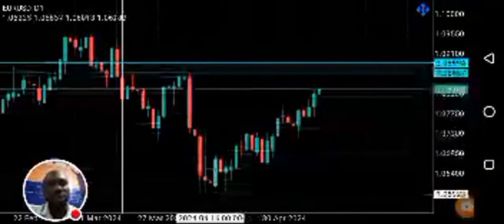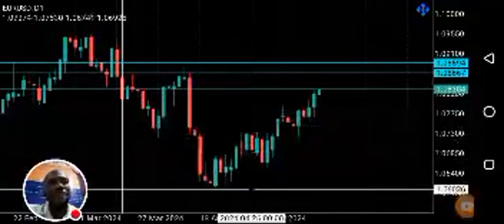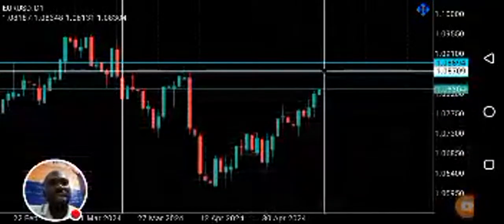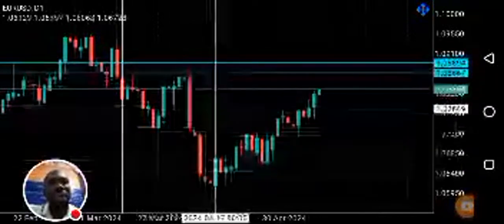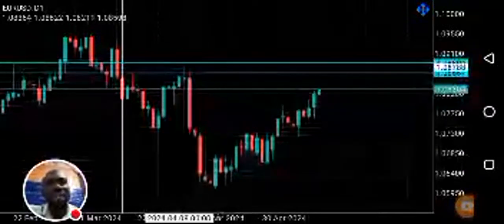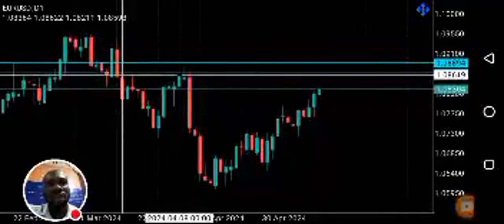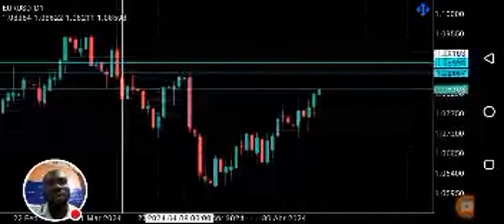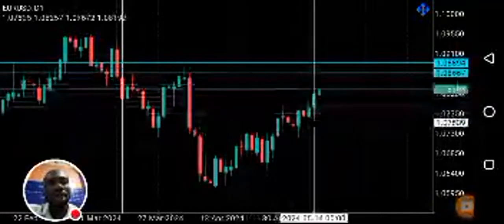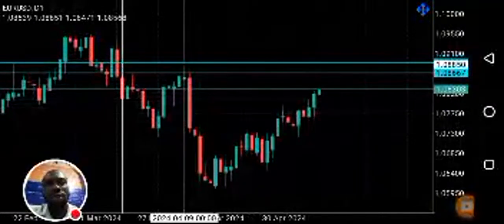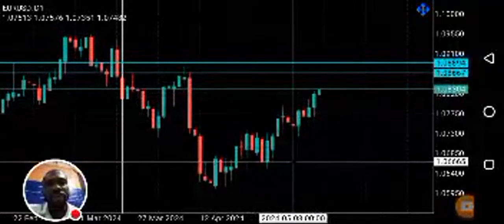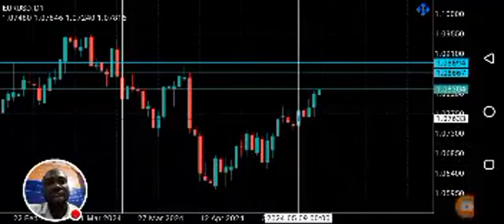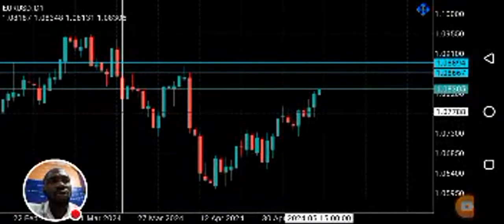Price collapsed. It dropped. So there's a high probability they might want to test this level again. Why? A lot of retail traders have executed sell after the formation of this candle, and their stop losses will be at this level. So there's a high probability they might want to hunt for the stop losses before going bearish. So I would advise that you wait for price to hit this level.